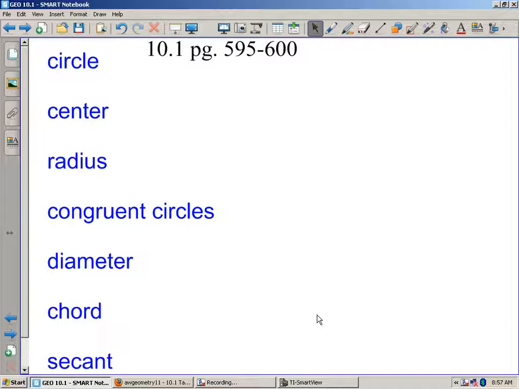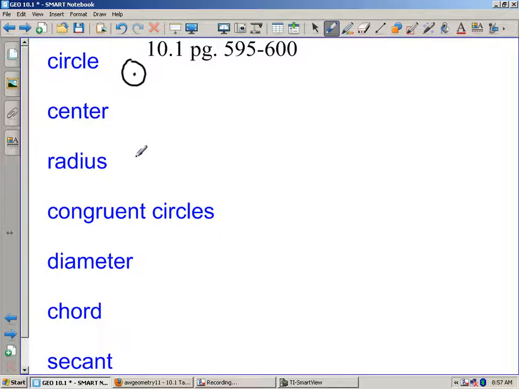So first thing we will do is talk about a circle, and hopefully you know what a circle is. A circle is a group of points that is equidistant from a single point in the center. So I have my single point, and all of these points around the outside should be equidistant from the center. That point is the center of the circle.